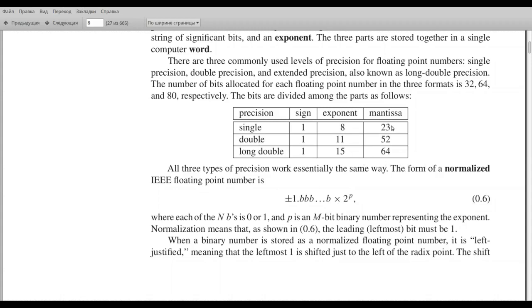So these are the two things which you need to remember. Essentially, single precision is 32 bits, double precision is 64 bits. Okay, next.